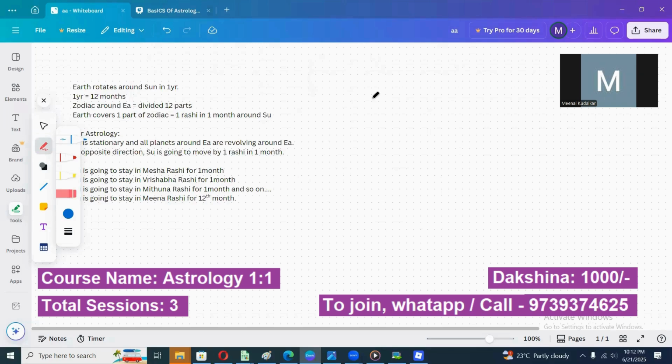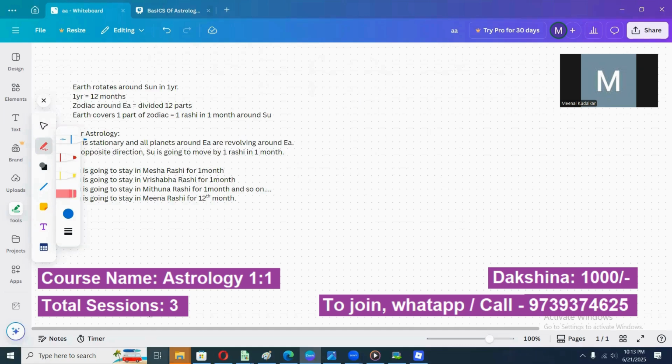So when Chaitra month starts in our Hindu astrology, we consider it is the beginning of the lunar month. It is the beginning of the month as per Hindu calendar, correct? So what is the meaning of that? The meaning of that is, when the month of Chaitra starts, Sun is going to enter the Mesha Rashi.